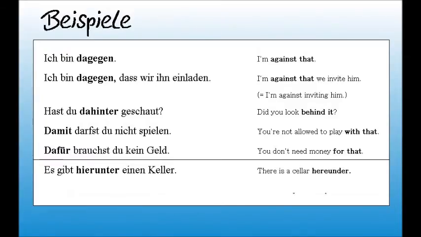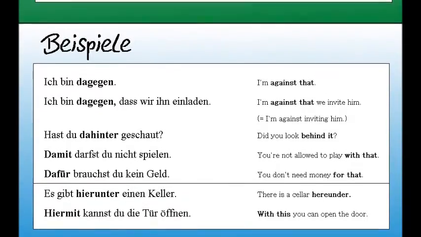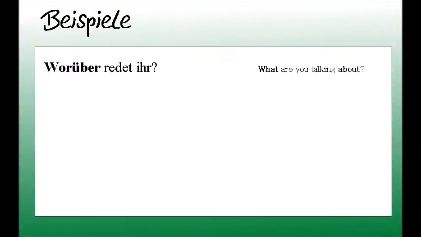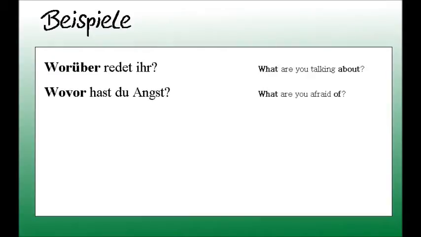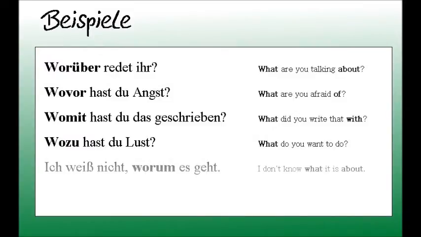Es gibt hierunter einen Keller. There is a cellar under here. Hiermit kannst du die Tür öffnen. With this you can open the door. Worüber redet ihr? What are you talking about? Wovor hast du Angst? What are you afraid of? Womit hast du das geschrieben? What did you write that with? Wozu hast du Lust? What do you want to do?